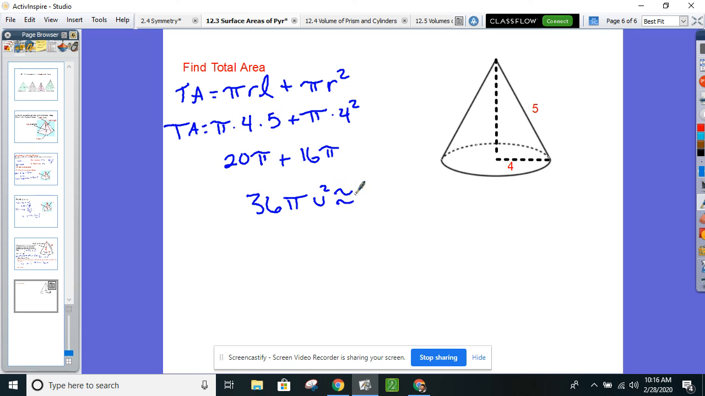But let's go ahead and round that to 1 decimal. So 36 pi gives us 113.1 units squared.